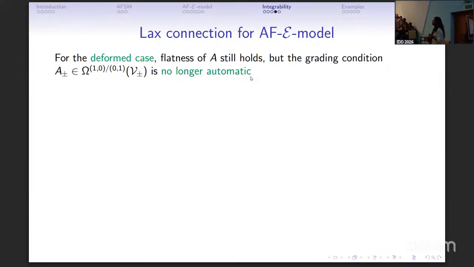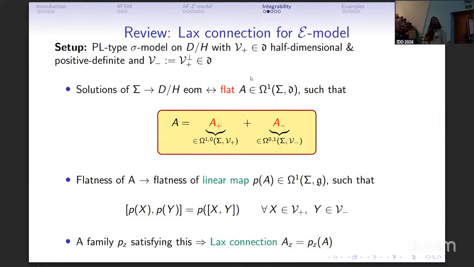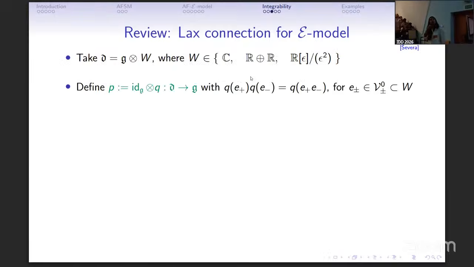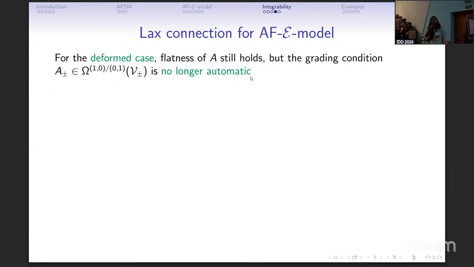Now, what would happen if you're using the same procedure but for the deformed cases? For the deformed cases, all we need to understand is everything depends on having a flat A, and it better decompose in this way. Those are the two conditions that we need to satisfy. For the deformed cases, the flatness works immediately. It still holds, but this decomposing, this grading condition is no longer automatic.